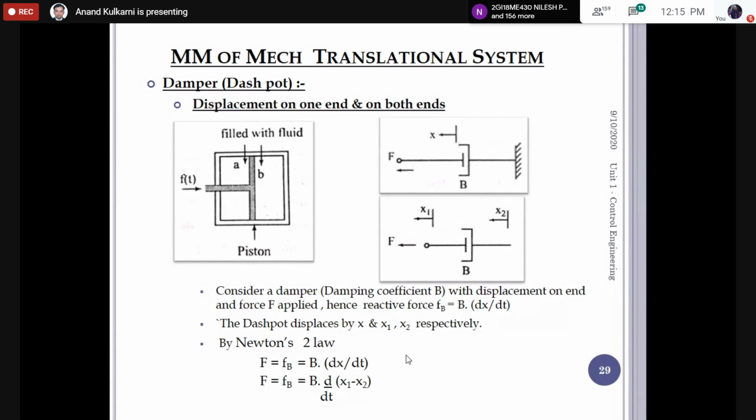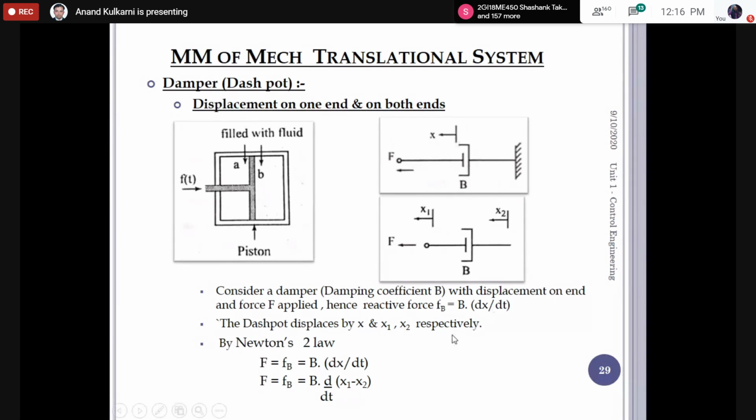Then the second component is the damper or a dashpot. It is a friction element, so it resists the motion. The friction element or damper is a viscous damper. There is oil in it, and it is represented by a symbol like this. Once again, we can take one end fixed, and a force applied at the other end with displacement x. Another option is that one end is moving with displacement x2, the other end with displacement x1, and the force is F.